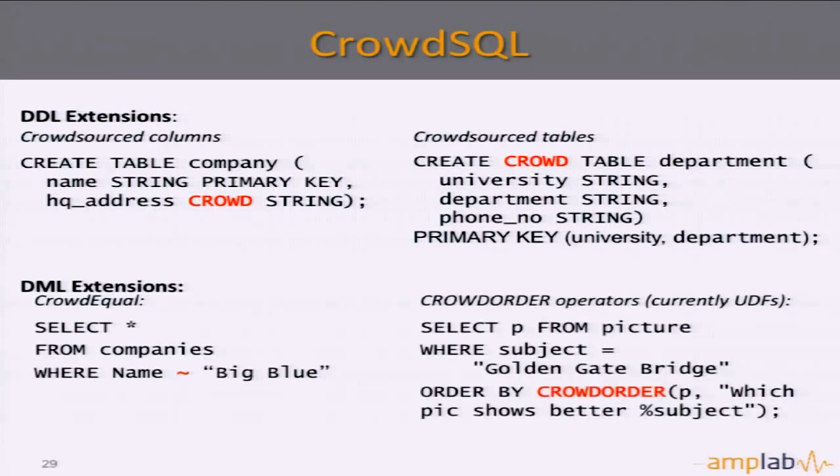And then we have two extensions to the data manipulation language of SQL. One is that we allow fuzzy comparisons. Fuzzy comparison essentially says, I'm looking for something referred to as Big Blue in this case, but it doesn't have to be stored exactly like that in the database. Big Blue refers to IBM, or International Business Machines, and the system tries to do this fuzzy comparison. Last but not least, we have higher-order functions like CROWDORDER, which uses the crowd, for example, to establish an ordering between the quality of pictures, or which is better represented.